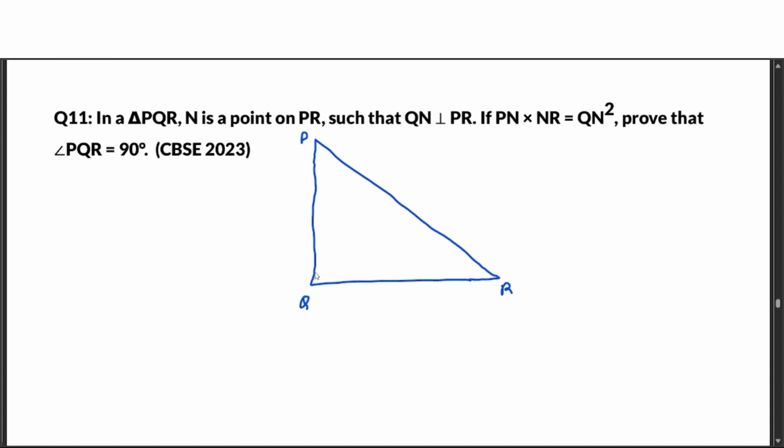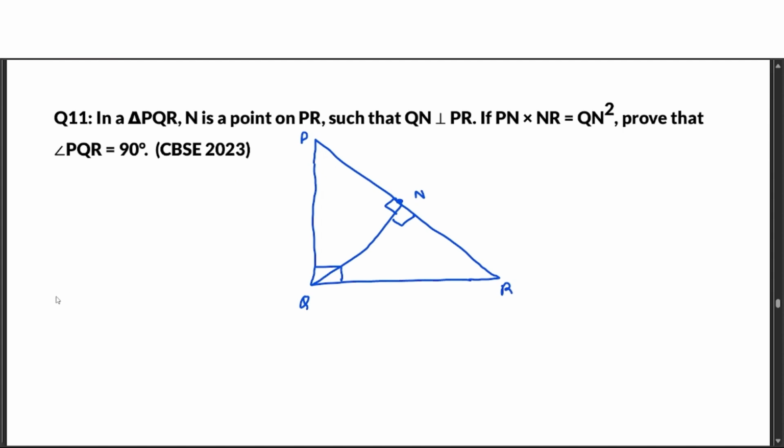Now here it is saying N is the point on PR, such that QN is perpendicular to PR, which means this is 90 degree, this is also 90 degree, and so here it is saying PN times NR is equal to QN squared. So we have to prove that angle PQR is 90 degree.